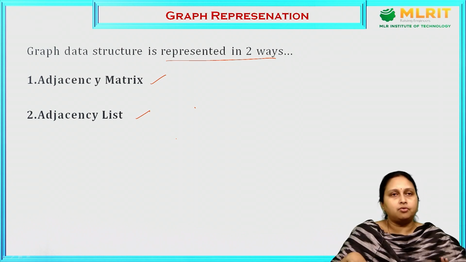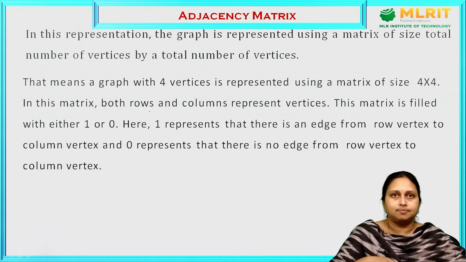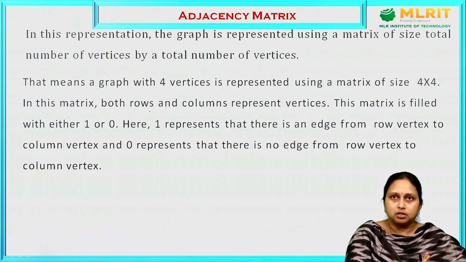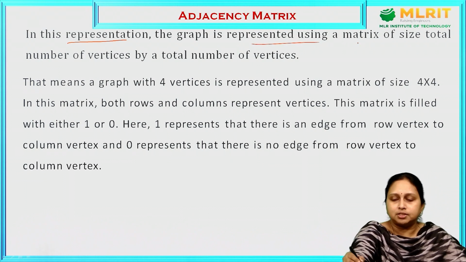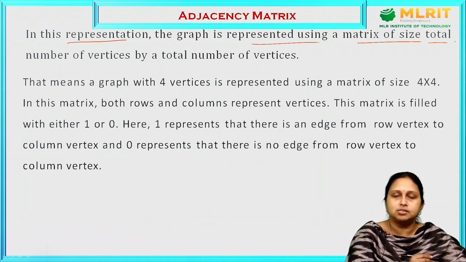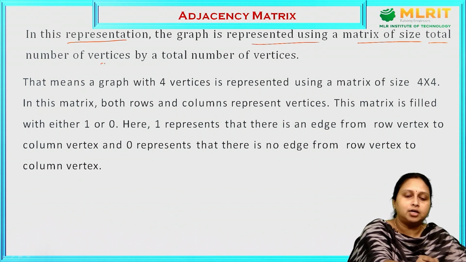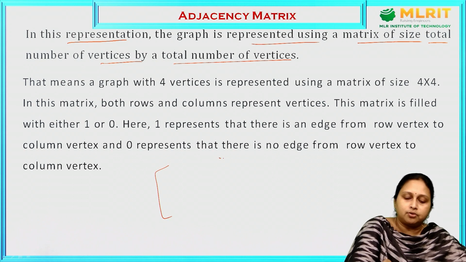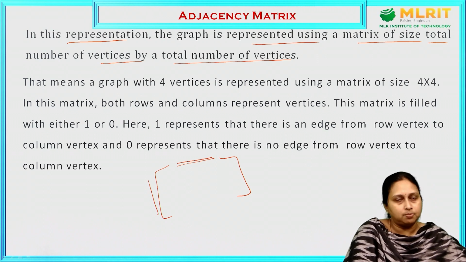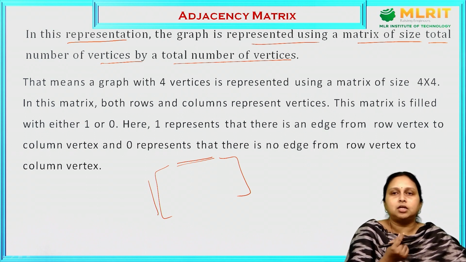Now let us see how we are going to represent the adjacency matrix. For this we need to follow some rules. As we already know how to represent a matrix, right? In this representation, the graph is represented using a matrix of size total number of vertices by total number of vertices. That means in both places we represent the vertices, row-wise as well as column-wise. In both places we represent based on the number of vertices.